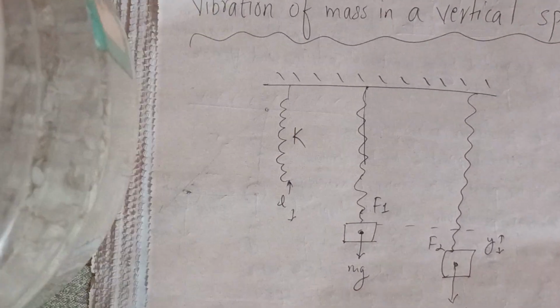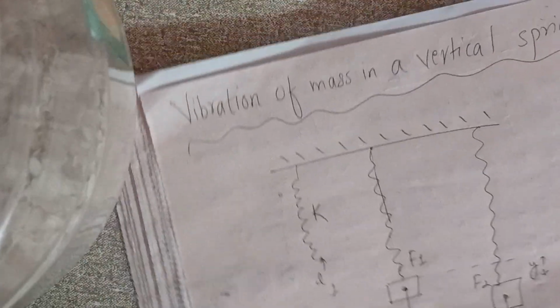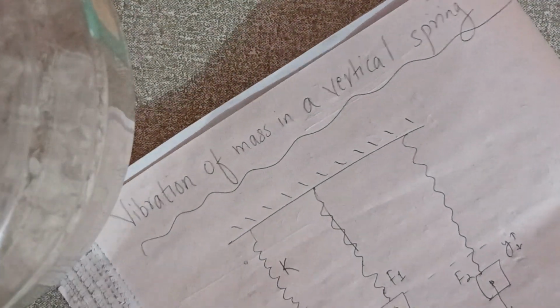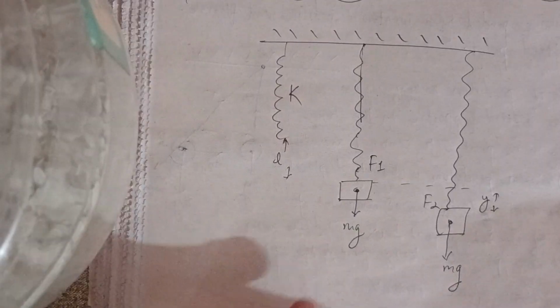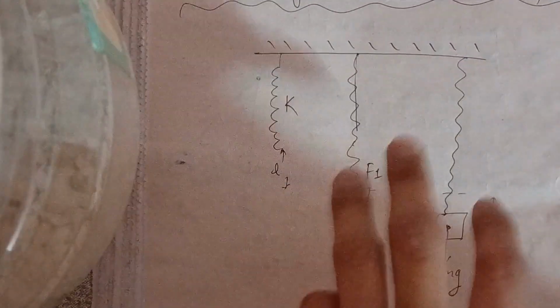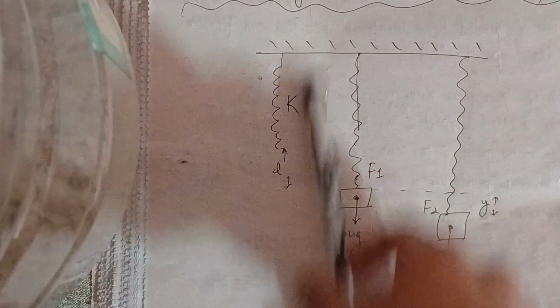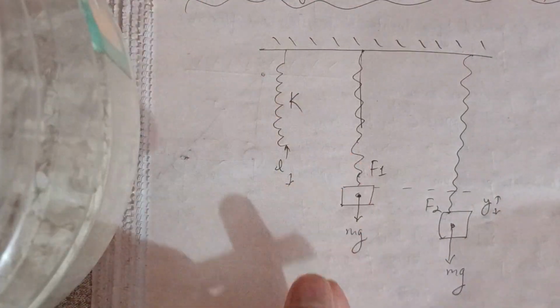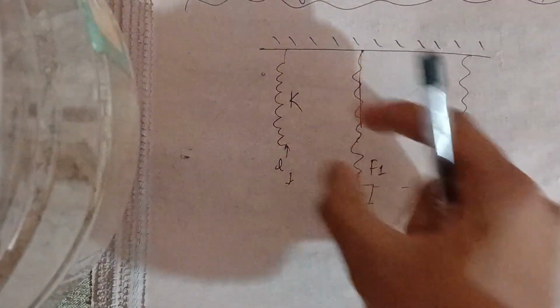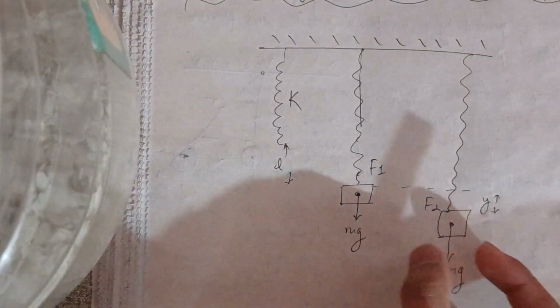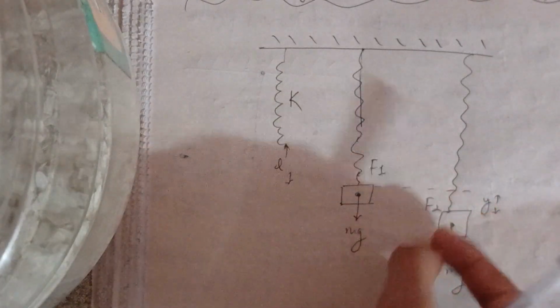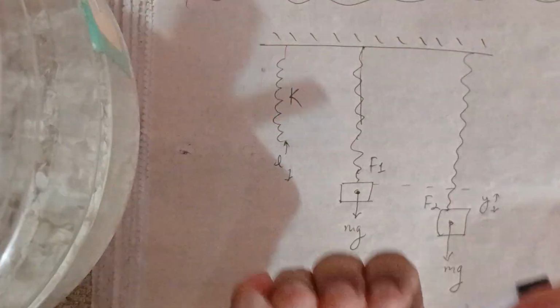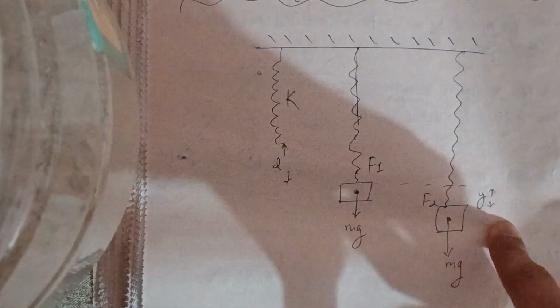Okay, now as you can see, the next topic is vibration of mass in a vertical spring, and I have drawn three springs which are the same springs. This is a spring with spring constant k, and when a mass of weight mg is suspended in the spring, it displaces a bit downward with a displacement of L. When it is pulled back with another force F2 applied downwards, it comes further down than the initial position, and the displacement is y.